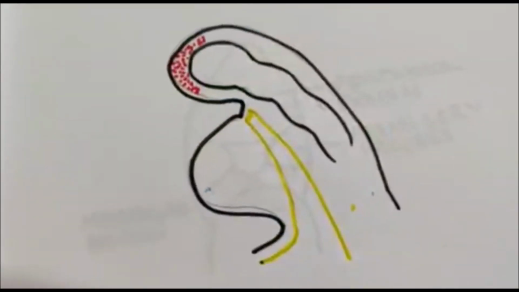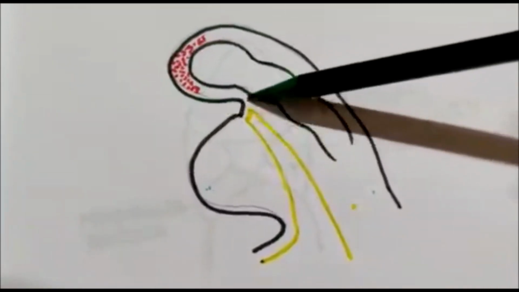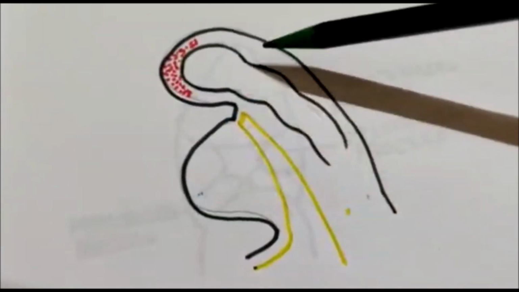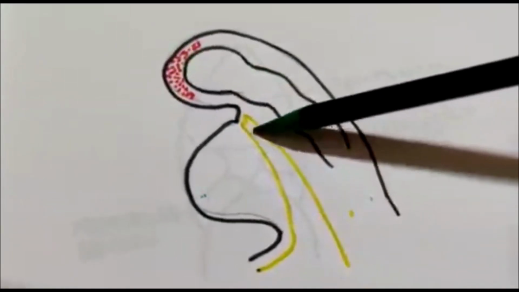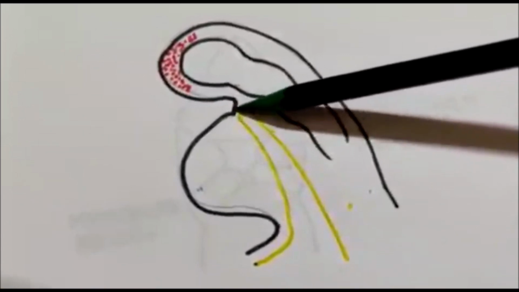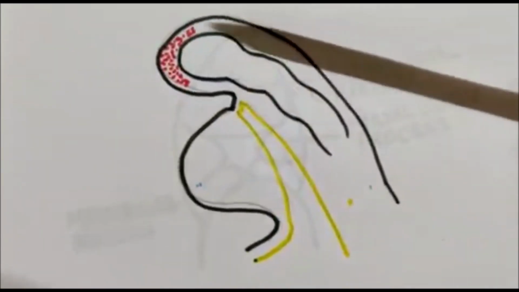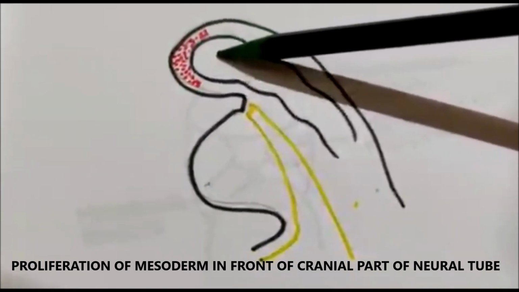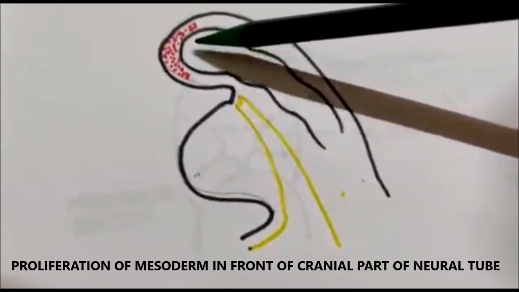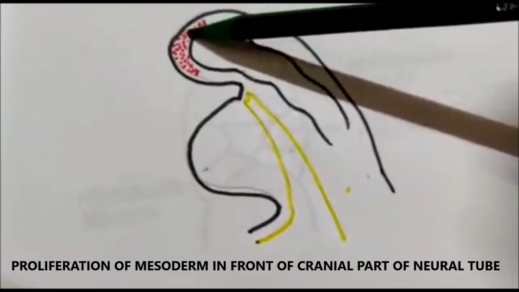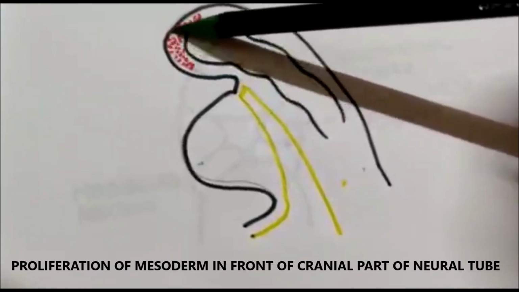So this diagram is showing the head bulge or the cephalic bulge and the pericardial bulge. This is the developing brain, and this is the cranial end of the primitive gut. This is the area of the buccopharyngeal membrane, and this is the stomatodeum. In this area, we can see that the developing brain, that is the cranial most part of the neural tube, which is dilated to form the brain, is covered by the mesoderm, which starts proliferating here.